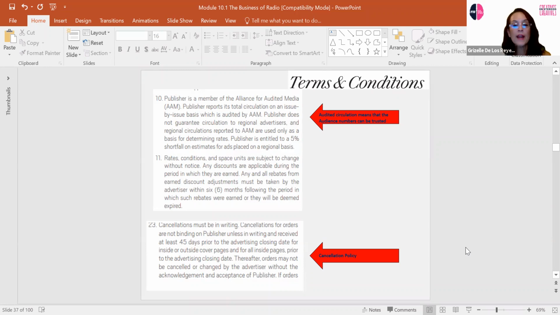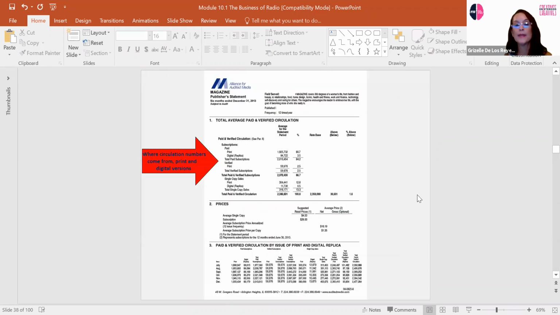And then the other thing that I'm pointing out is cancellation policies, because, again, if you're going to cancel or back out of a contract that you already placed, how is the media handling that particular cancellation? That may be spelled out in the media kit. The other thing that I want to point out in this particular media kit is that they are telling you, listen, we are audited. This publication is audited by the Alliance for Audited Media.